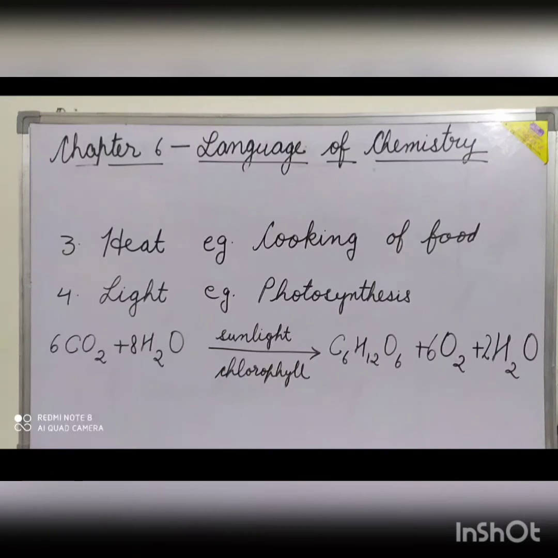The next condition is heat. There are many chemical changes which do not take place without the presence of heat. For example, burning of a substance or cooking of food is not possible without heat. Another condition for the reaction is light. Many chemical changes take place only in the presence of light, like photosynthesis.